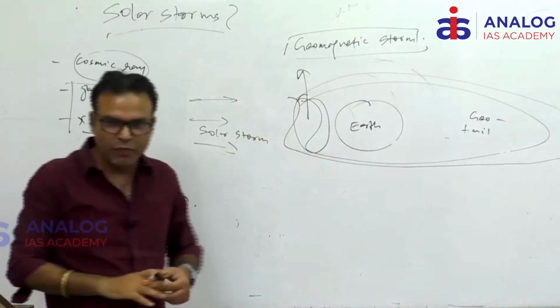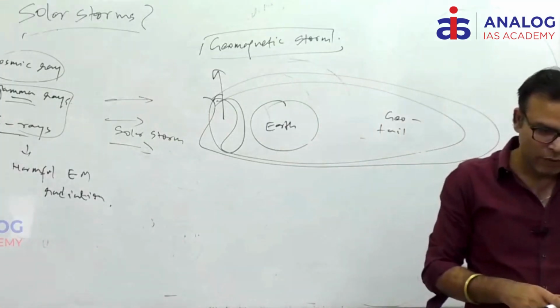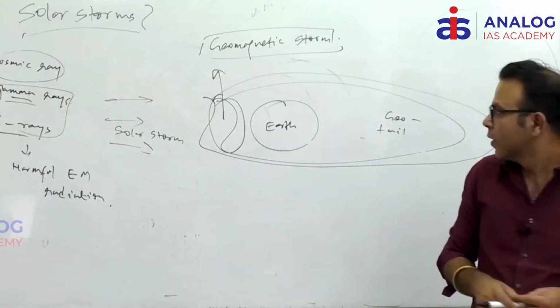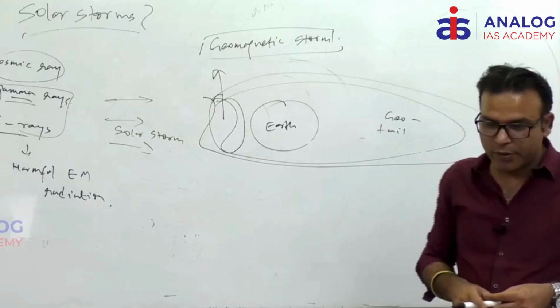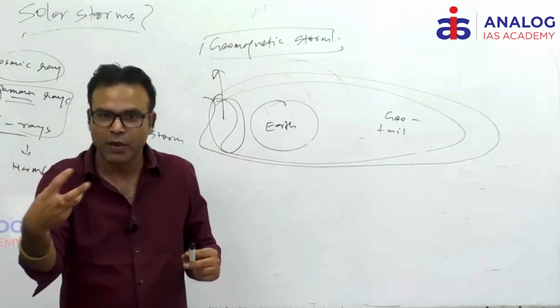Solar storms are responsible for which events on the earth? Geomagnetic storms. Geomagnetic storms. Geo means earth, magnetic storms. Means earth magnetism gets what? Disturbed.